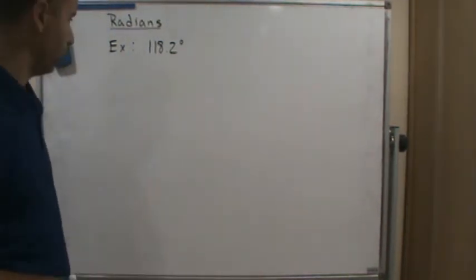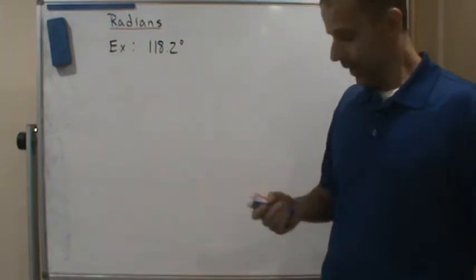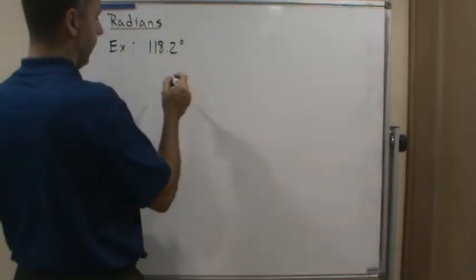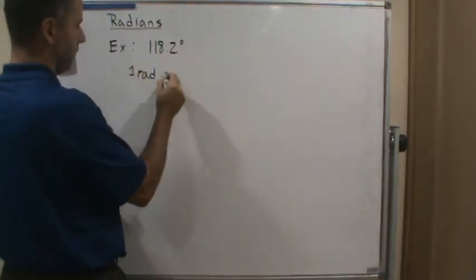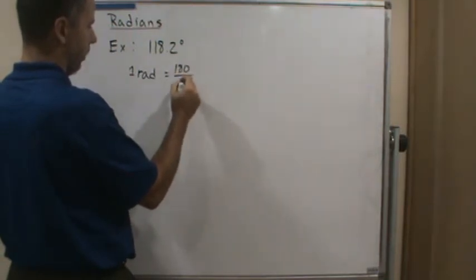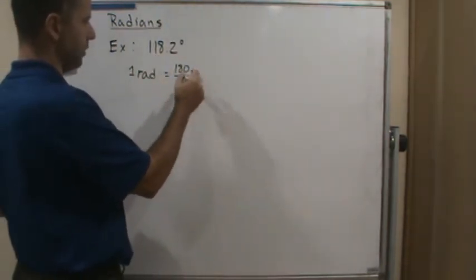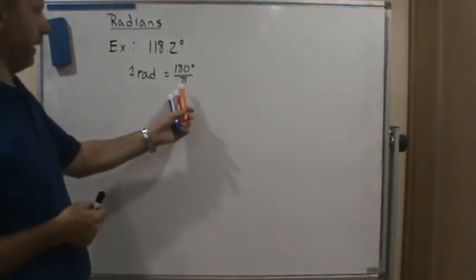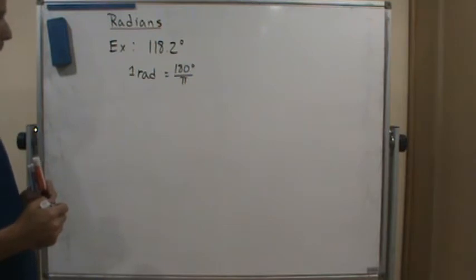Okay, so in this example, we're going to convert this angle that's in degrees into radians. And so what I'm going to do is use the conversion that we derived last time, that 1 radian is equal to 180 degrees over pi. Okay, so if I want to take this in degrees and change it into radians, then I'm going to have to use this conversion factor, if you will, okay? Because this is degrees over pi to 1 radian, okay?